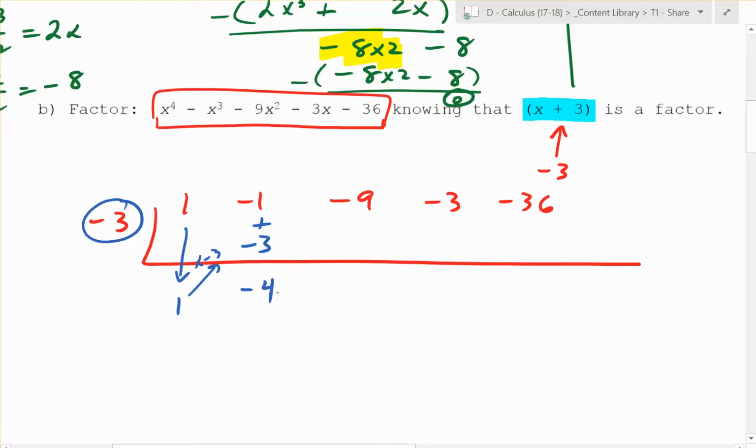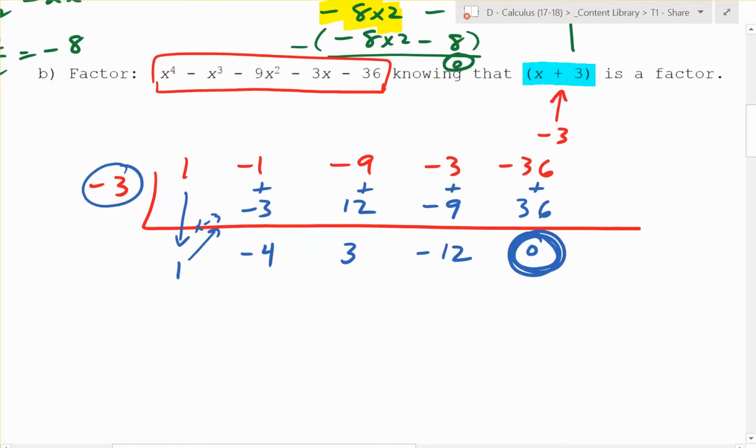And now you do the same thing. Multiply by negative 3 to get 12. Add these together to get 3. Multiply by negative 3 to get negative 9. Add these together to get negative 12. Multiply by negative 3 to get 36. And now add them and get 0. Again, your remainder should be 0.